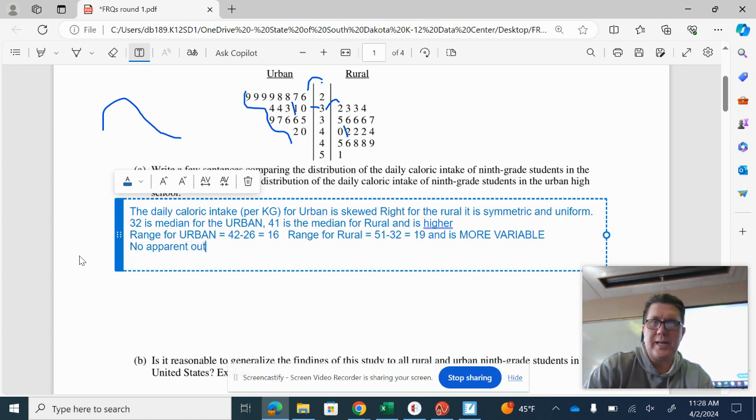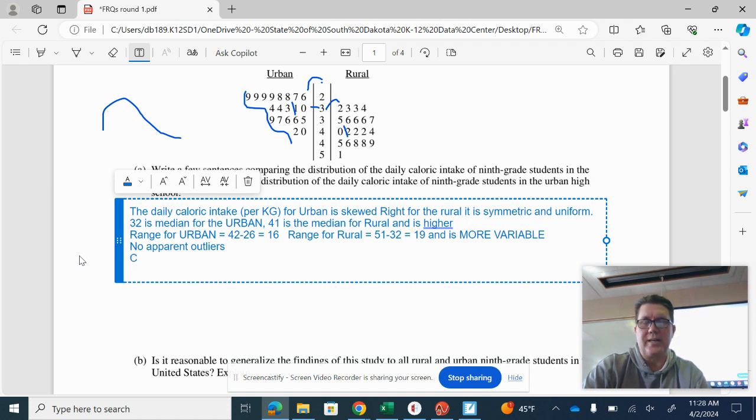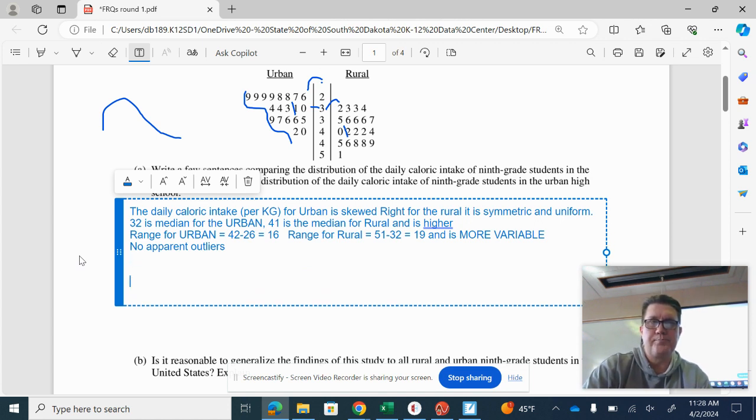Now, do we have all of the things? We have a context point. We have center because we did median and we compared the center. We have unusual features, outlier we did. We have spread and we compared the spreads, more variable, and then we have shape. We have one that's skewed right, one that is symmetric.